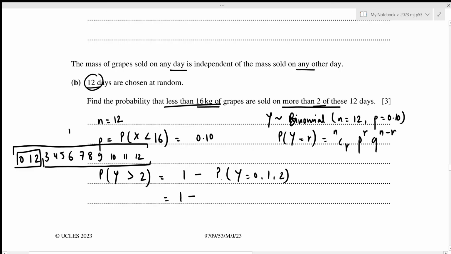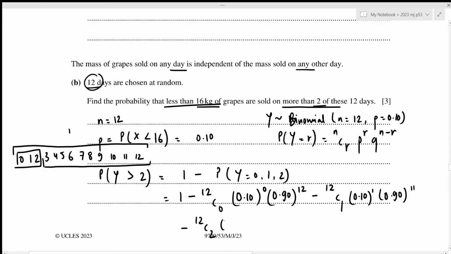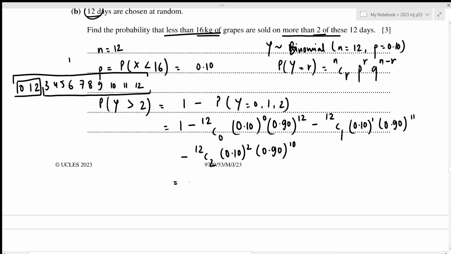So 1 minus, for r equals 0, that will be 12C0, 0.10 to the power 0, q will be 0.90 to the power 12. Then for y equals 1, that will be 12C1, 0.10 to the power 1, 0.90 to the power 11, minus for y equals 2, 12C2, 0.10 to the power 2, 0.90 to the power 10. Alright, and this will give the desired probability to be 0.111. That's all for the second part. Let's move towards the third one.